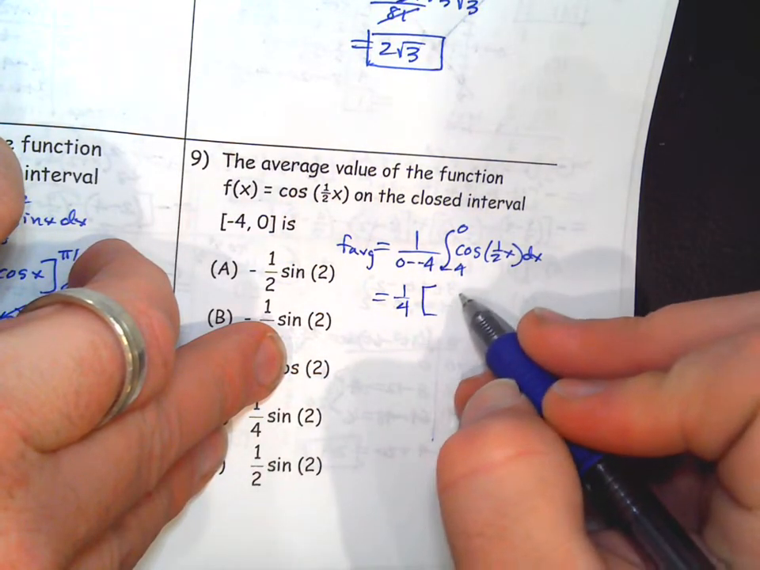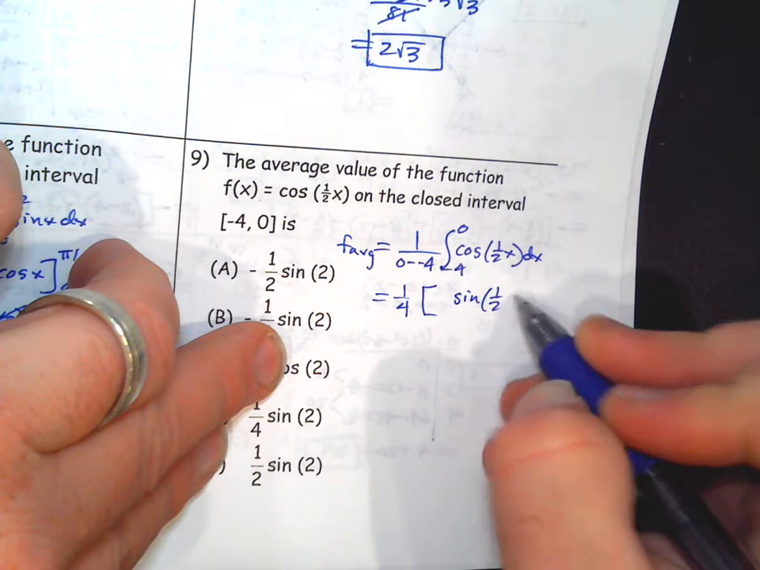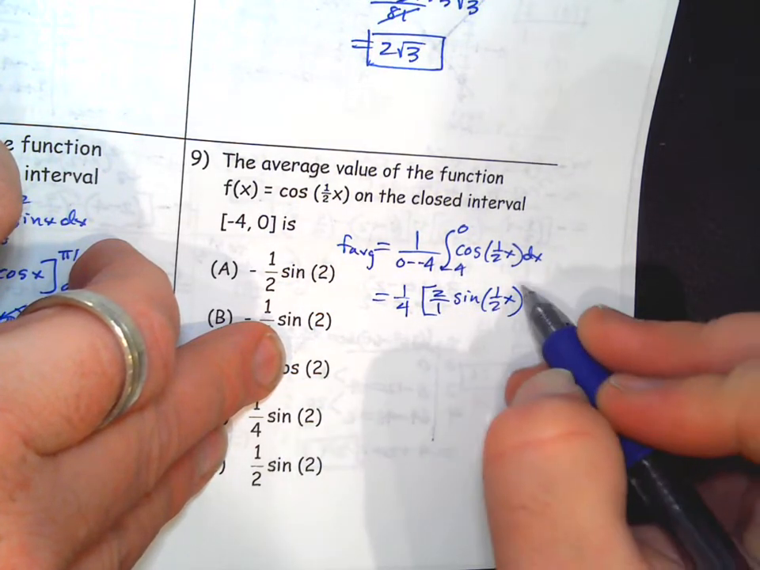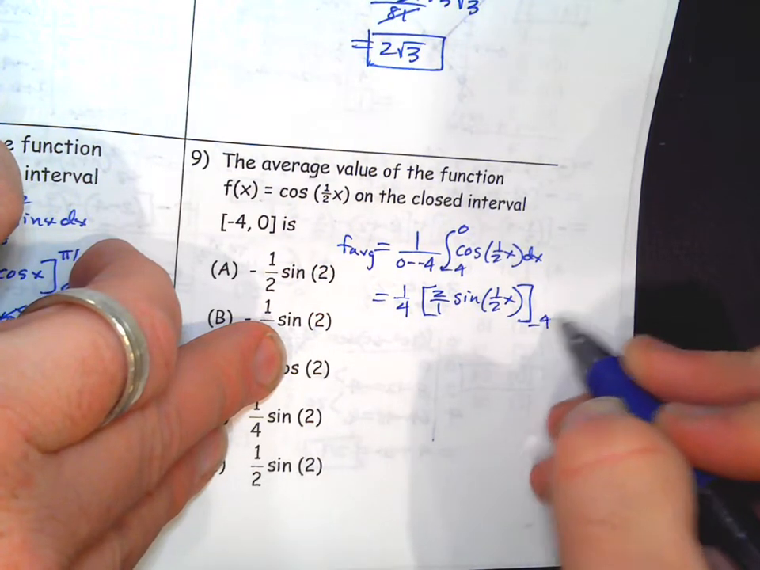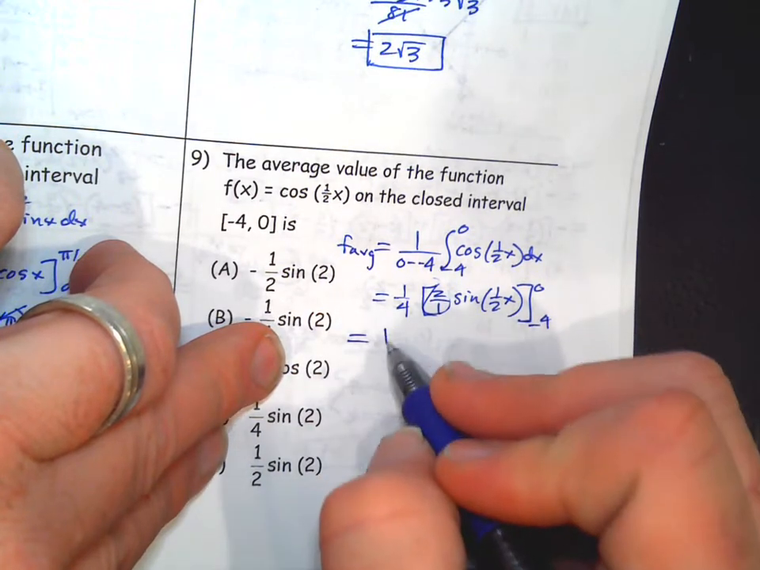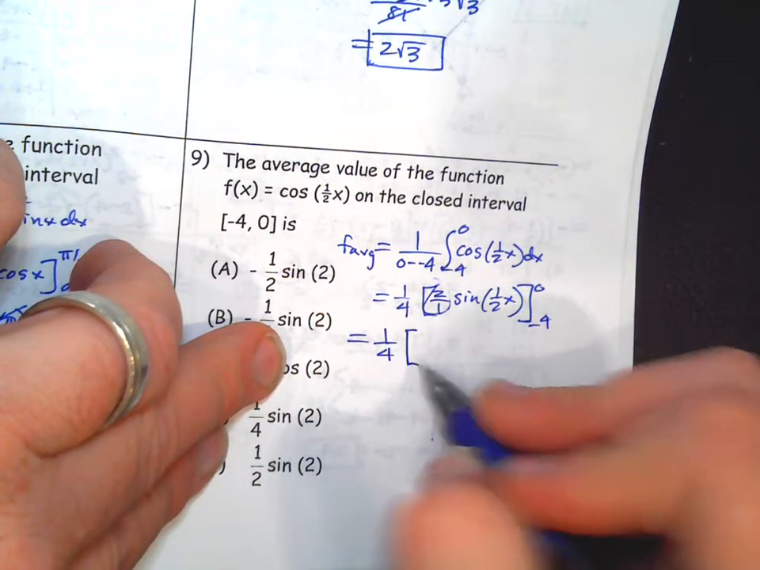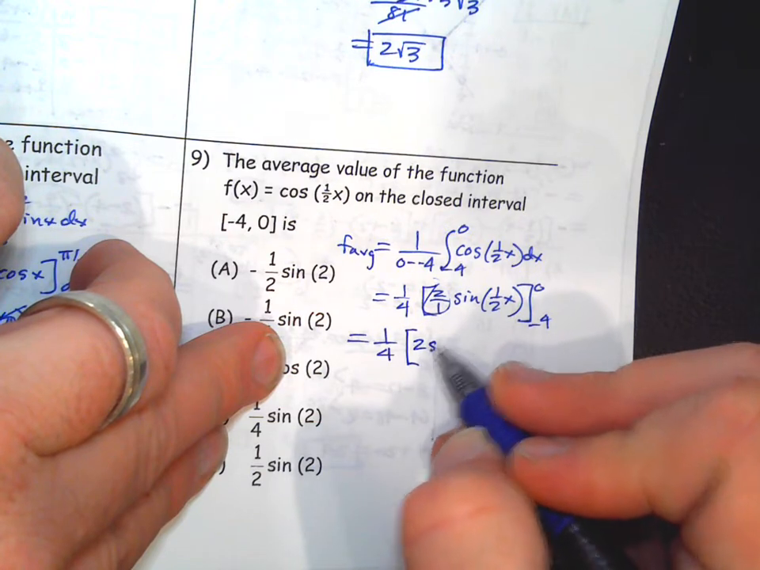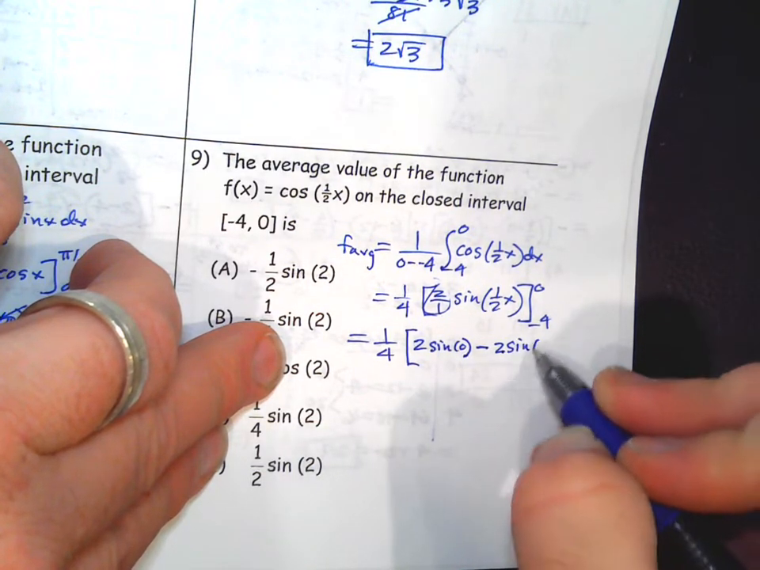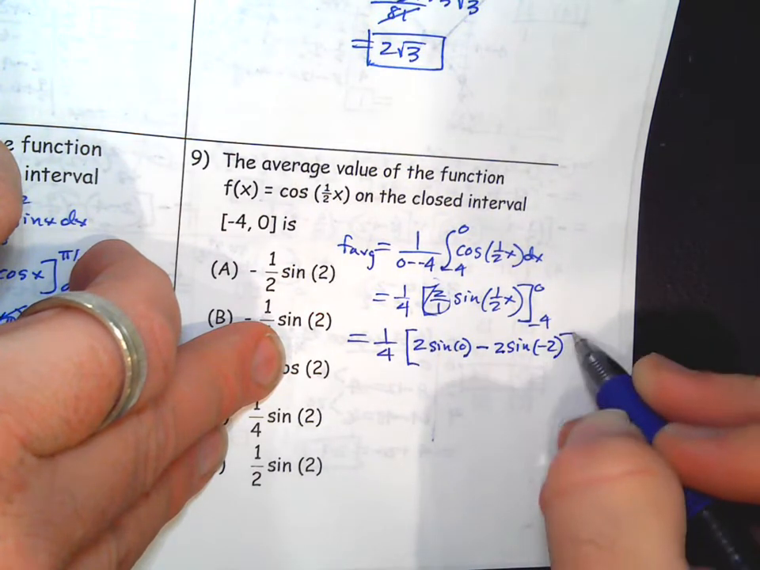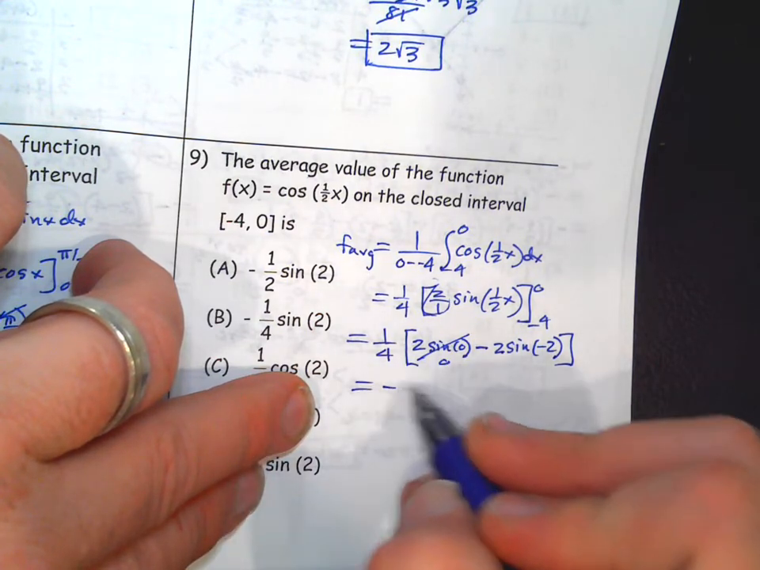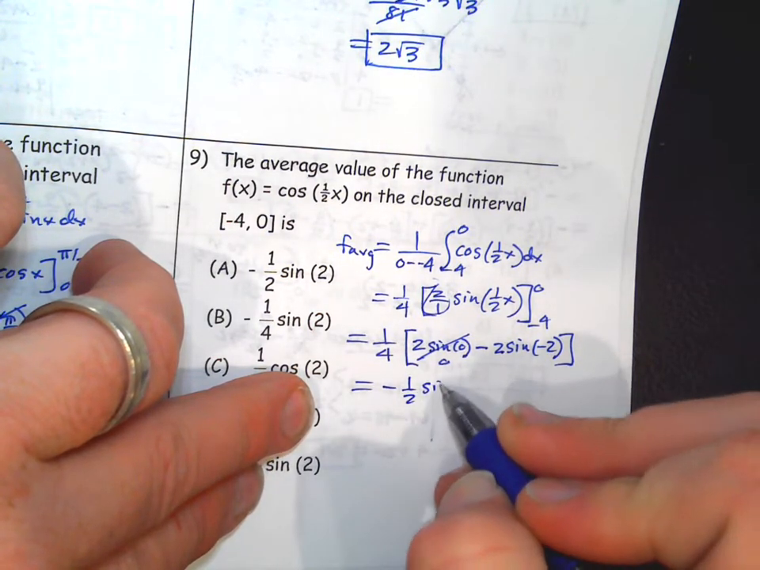Antiderivative is going to be sine of 1/2 x, but an extra 1/2 is going to pop out that I don't want. So I need to divide by 1/2 or multiply by 2. You could use substitution to get that. There's going to be an extra 2 in front, if you don't feel comfortable with doing that in your head. So 2 sine 0 minus 2 sine negative 2. Okay, now sine of 0 is 0, right? So this is negative 1/2 sine of negative 2.